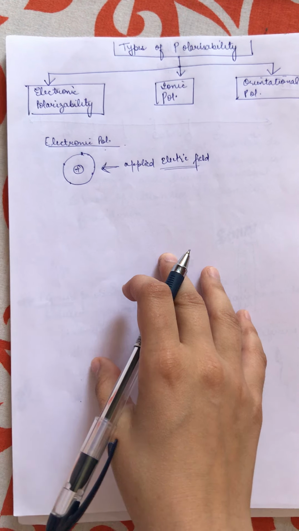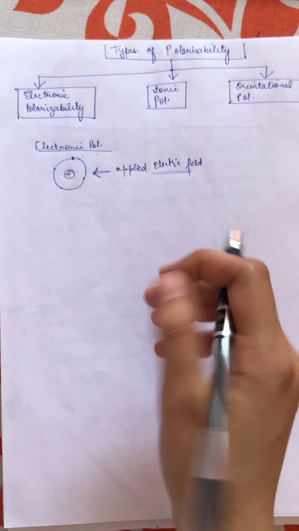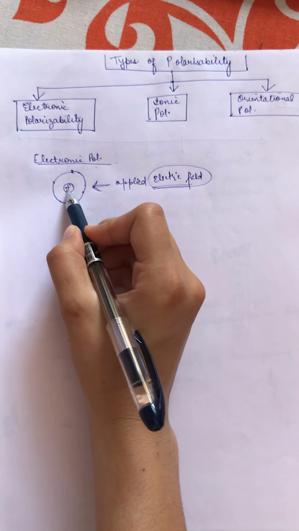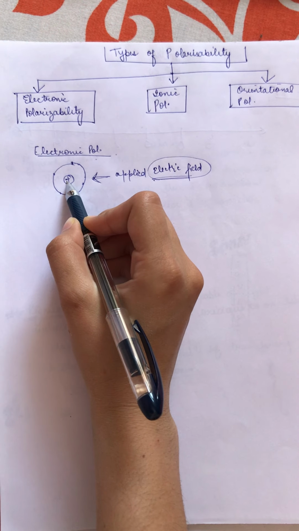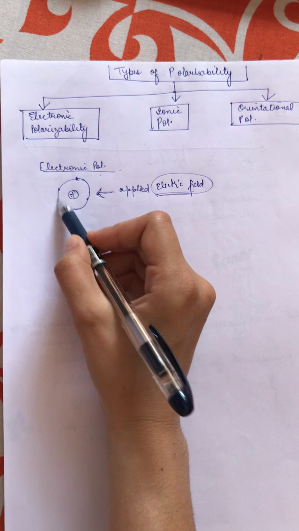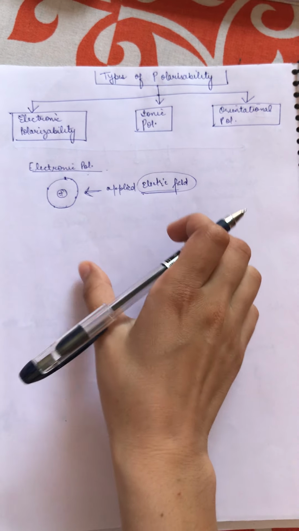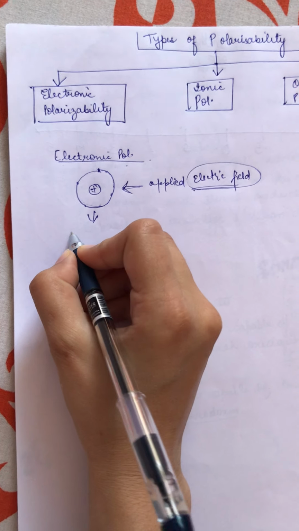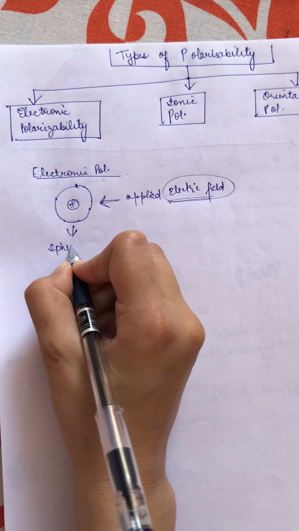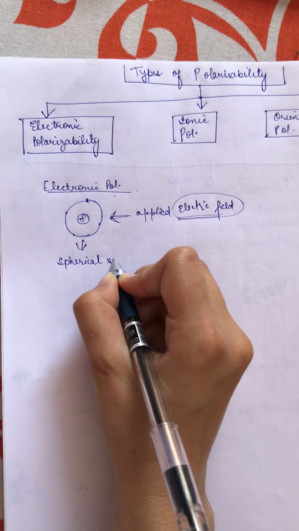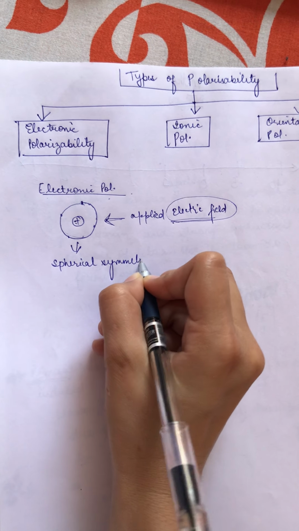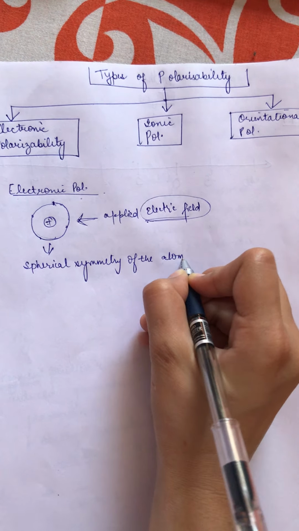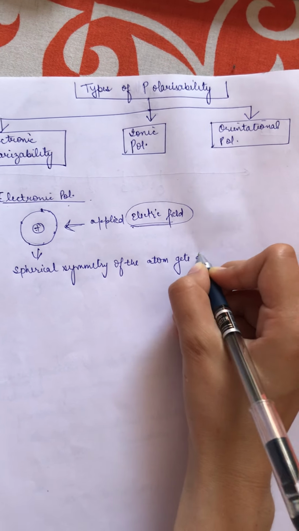This polarizability occurs when an electric field is applied on an atom which has a positive nucleus surrounded by electrons. And due to this electric field, the spherical symmetry of the atom gets deformed.